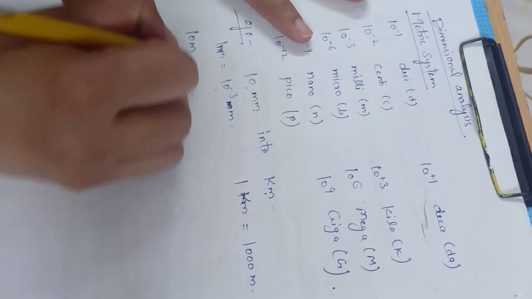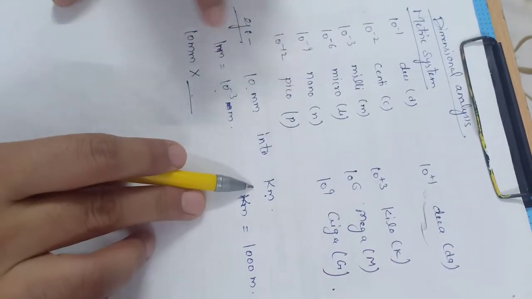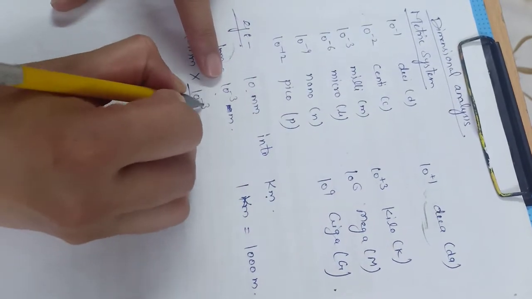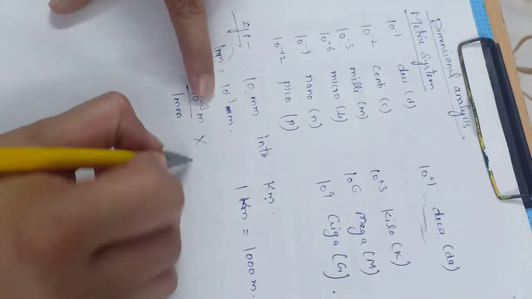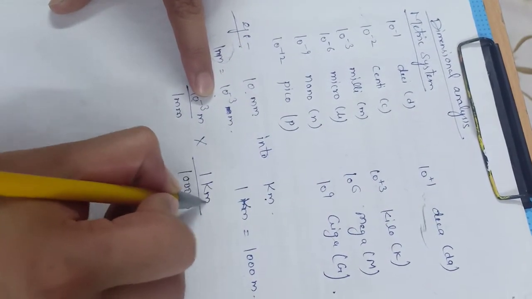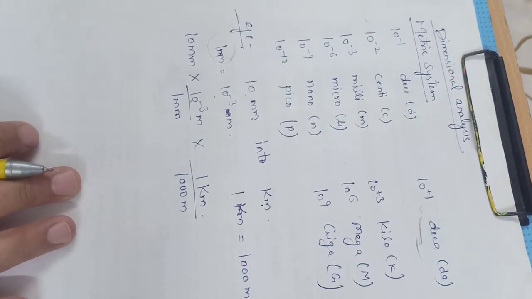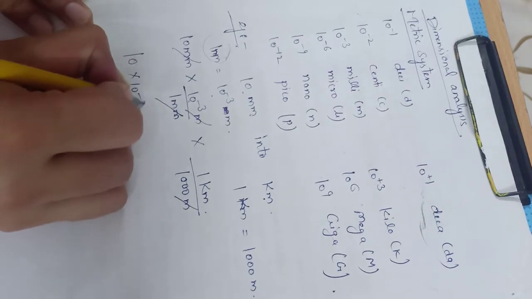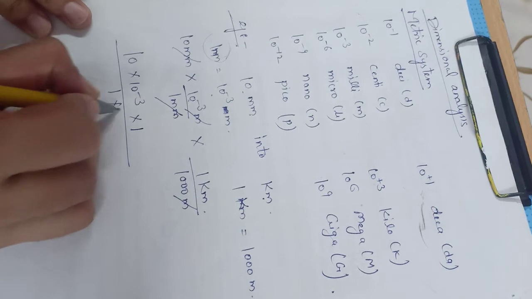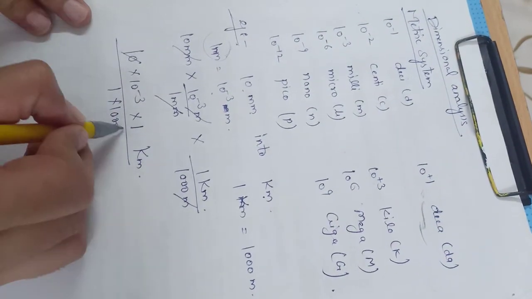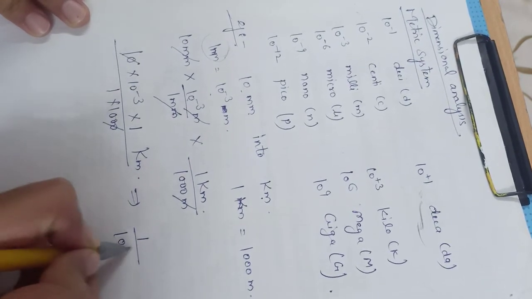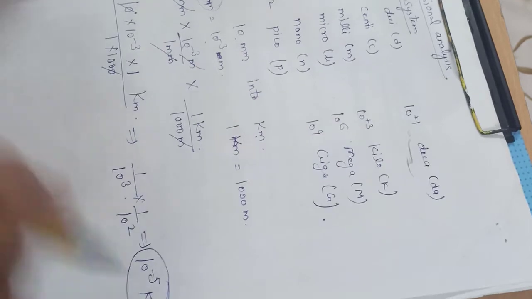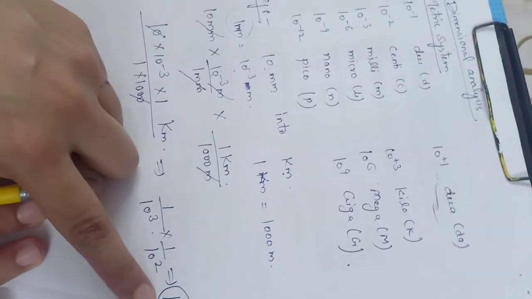So 10 millimeter multiplied by, what do we need? Kilometer, so millimeter must cancel, so this term must be in the denominator: 1 millimeter, and write here 10 power minus 3 meter. Next, meter must cancel, so write 1000 meter below and 1 kilometer above. Now we get 10 into 10 power minus 3 into 1 divided by 1 into 1000 kilometer. The denominator becomes 10 power 3, giving 10 power 2 over 10 power 3, and we get 10 power minus 5 kilometer. That means 10 millimeter is equal to 10 power minus 5 kilometer.